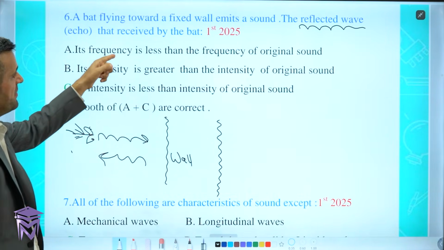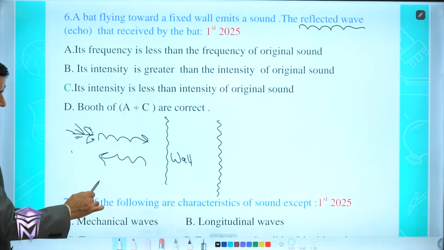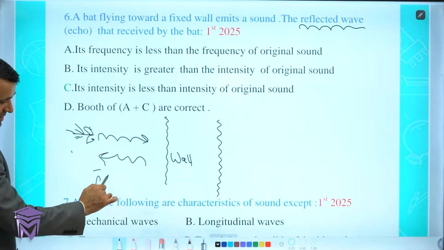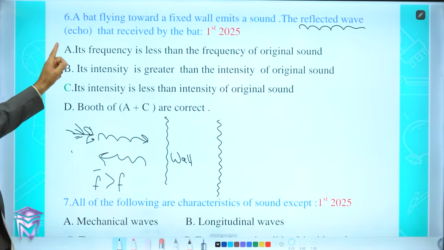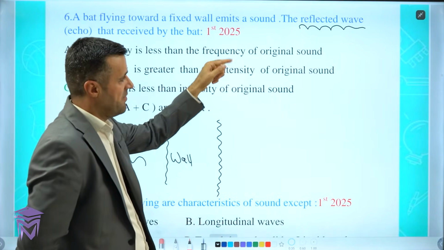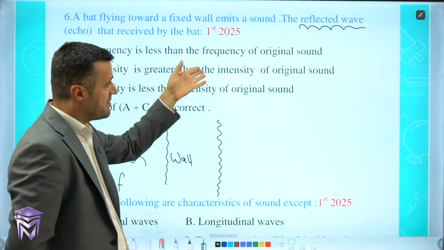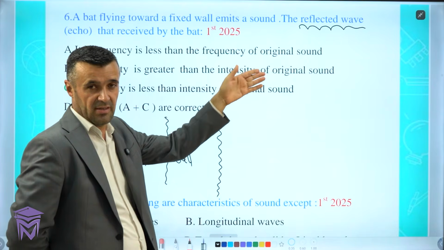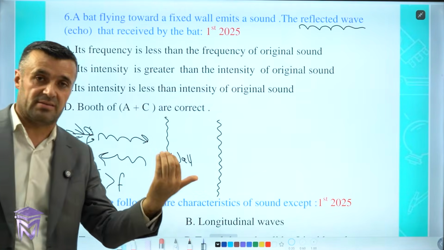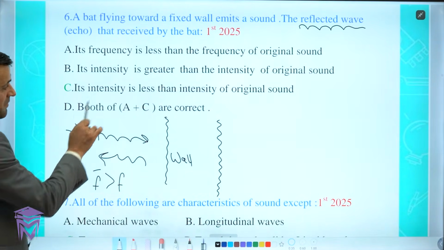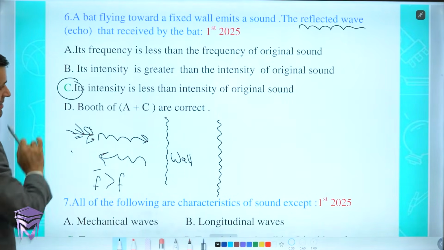First, its frequency is less than the frequency of the original sound. We know that F dash is always larger than F. But option A says its frequency is less than the frequency of the original sound. It's incorrect. Its intensity is greater than the intensity of the original, it's incorrect. But its intensity is less than the intensity of the original sound, option C, is correct.